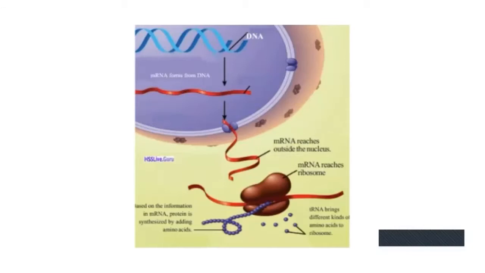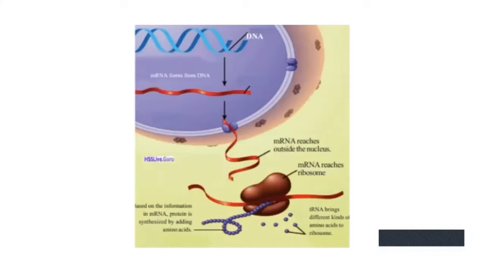That messenger RNA carrying that message is coming out through the nuclear pore present on the nucleus. You have studied the structure of the nucleus in the 8th standard. So through that nuclear pore, the mRNA is coming out from the nucleus into the cell. You can see that mRNA is reaching outside the nucleus.